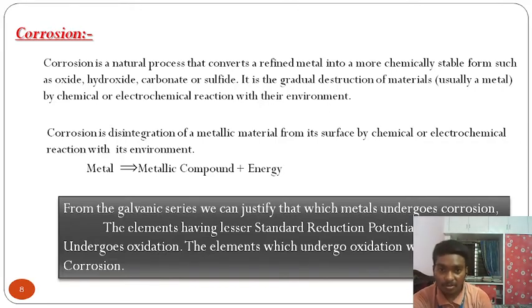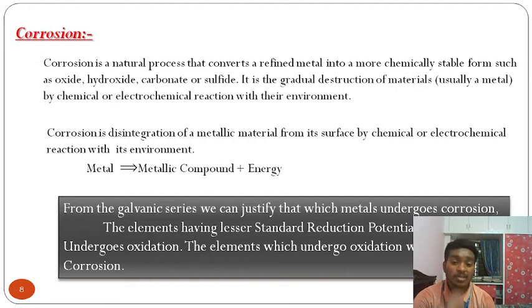Corrosion is a natural process that converts a refined metal into more chemically stable forms such as oxide, hydroxide, carbonate, or sulfide. It is the gradual destruction of materials, usually a metal, by chemical or electrochemical reaction with their environment. Corrosion is the disintegration of metallic material from its surface by chemical or electrochemical reaction with its environment. When a metal undergoes corrosion, energy is released. Metallic compound and energy are released as products.